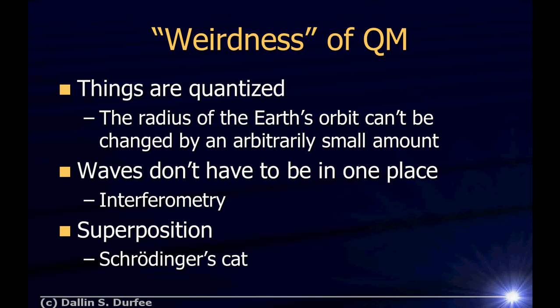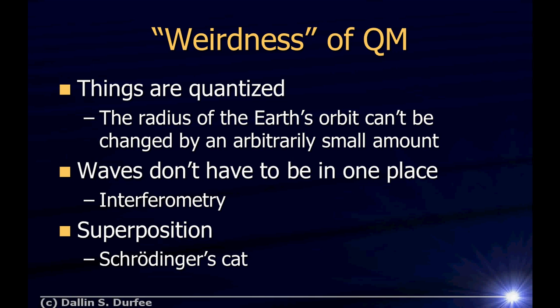Now, quantum mechanics is weird. What are some of the weird things about it? Things are quantized. It's weird that hydrogen atoms give very specific colors of light. That may not seem weird to you because you don't have a lot of experience with hydrogen atoms emitting light, but you do have experience living on Earth. And the fact that things are quantized tells us that the radius of Earth's orbit can't be changed by an arbitrarily small amount. There are specific energy levels the Earth can be in.